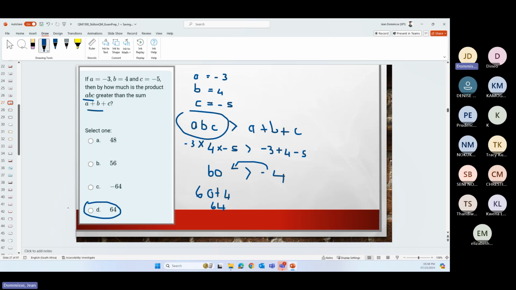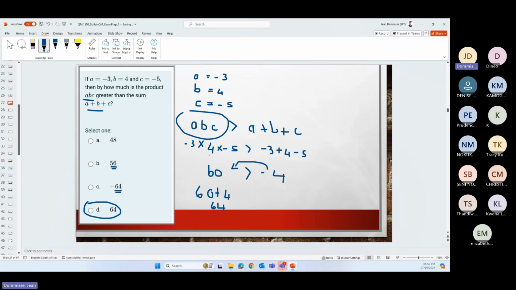Okay, so important here is the signs, because if you set minus 3 times 4 times minus 5 as minus 60 and you brought that over, you would have had 65. If you had that as 60 and you made a mistake here, or if you had that as minus 64, you will get that answer.